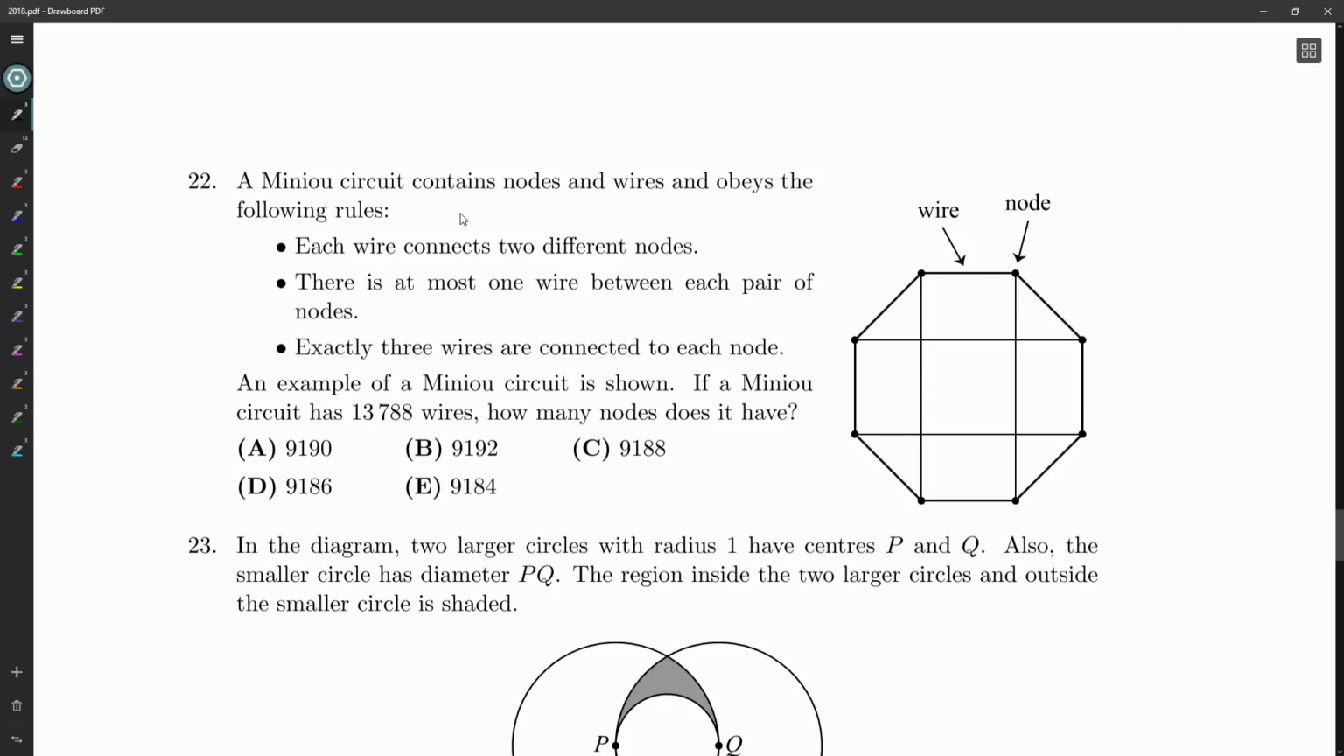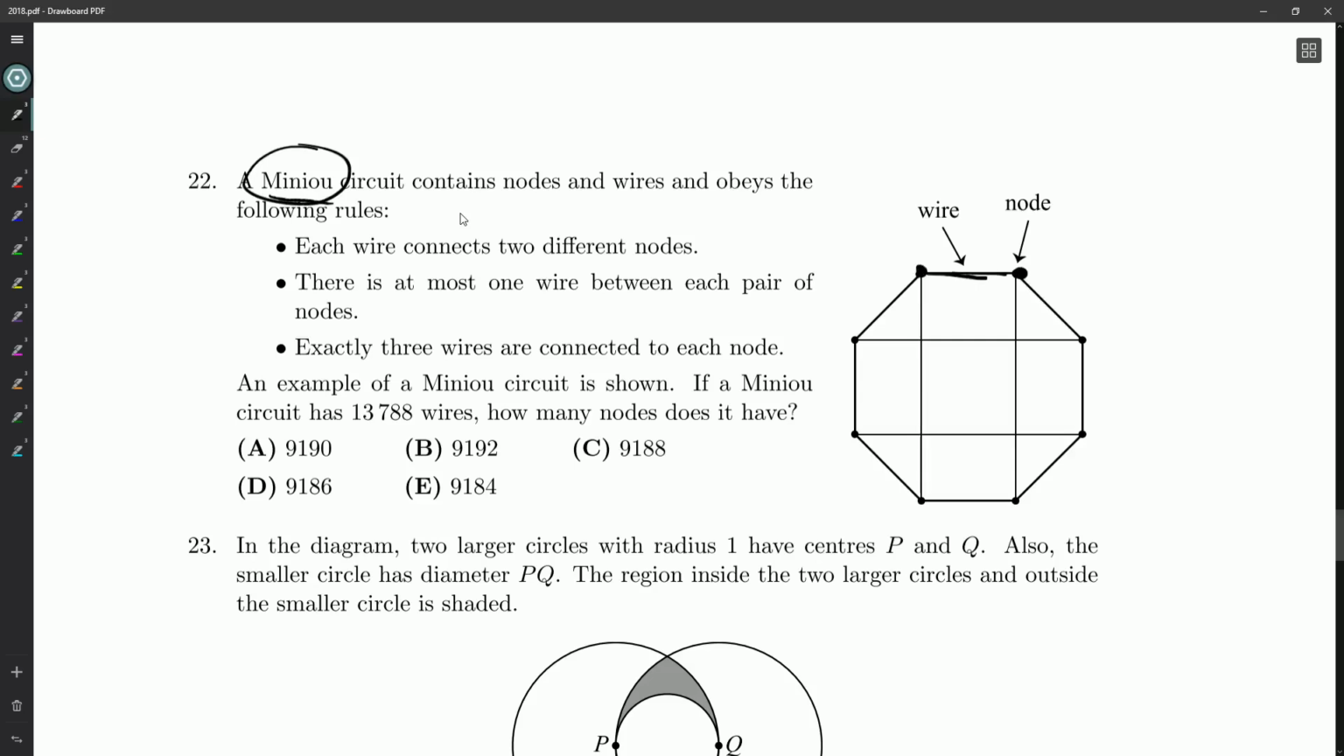So, what have we got here? A min-IOU, I don't know how to pronounce that. A min-IOU circuit contains nodes and wires and obeys the following rules. Each wire connects two different nodes. So, it's a nice little line.